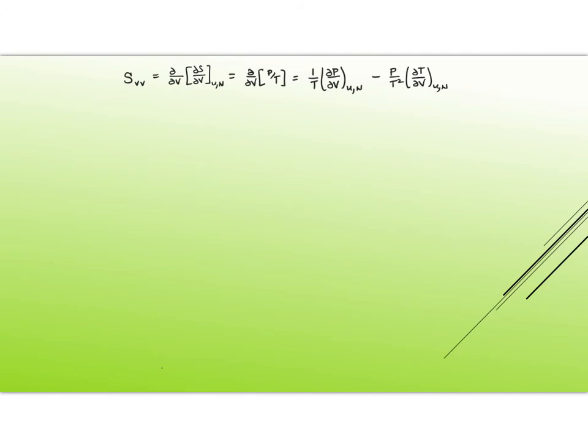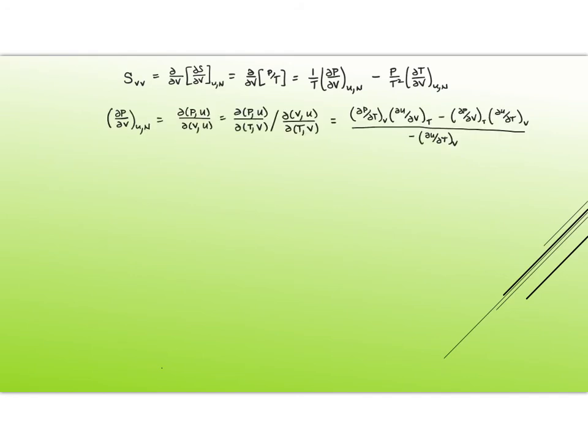And applying the product rule, I end up with 1 over T dP/dV at constant U and N, minus P over T squared dT/dV at constant U and N. Now we've already evaluated dT/dV at constant U and N on the previous slide. Let's look at dP/dV at constant U and N. Again, noting that I've got U in the path, so therefore I want to use Jacobians.